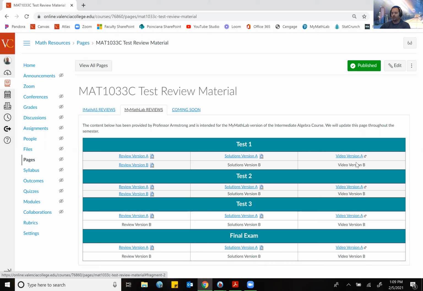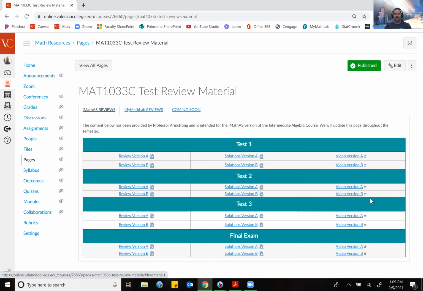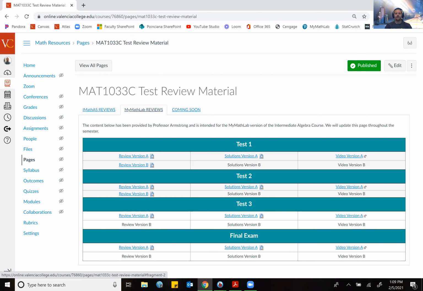And again, make sure that you are on the My Math Lab tab if you're working in My Math Lab. If you're working in iMath AS, then you go to the iMath AS tab. Okay? Because under the iMath AS, we already have two versions of each kind. And with that note, let's get ready to rumble.